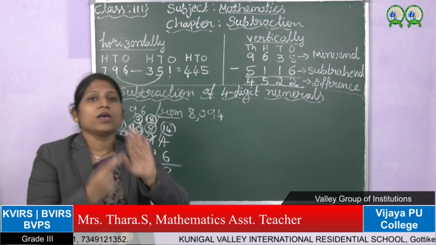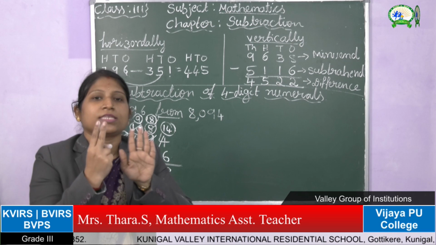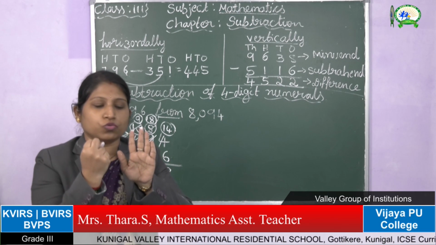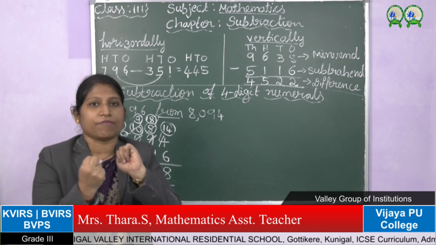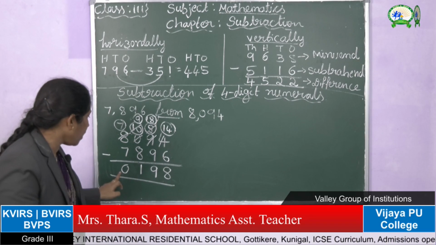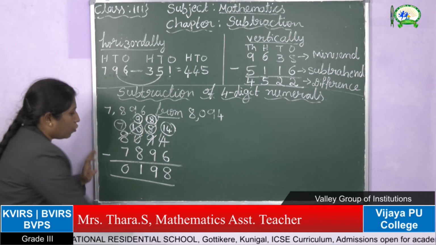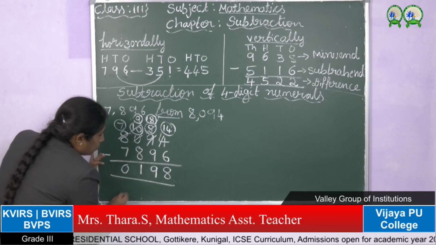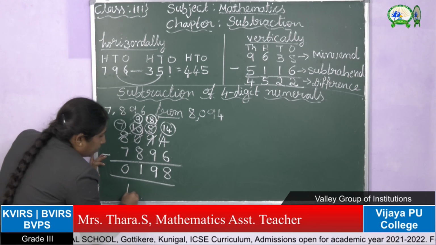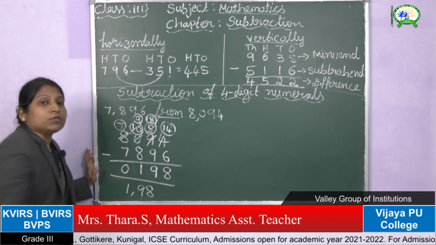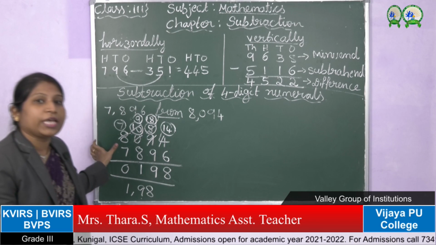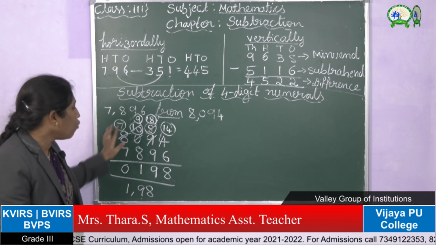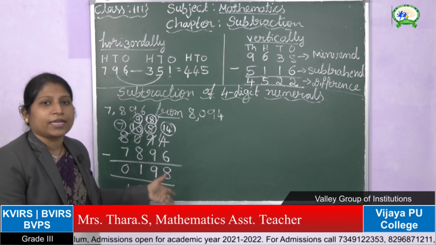How? If you have a 7 there, let's subtract 7. 1, 2, 3, 4, 5, 6, 7. So nothing will be there. Okay. So 0 you have to write. Totally what we get there? So 198. Here I will tell you one method, children, how to check whether it is correct or not.